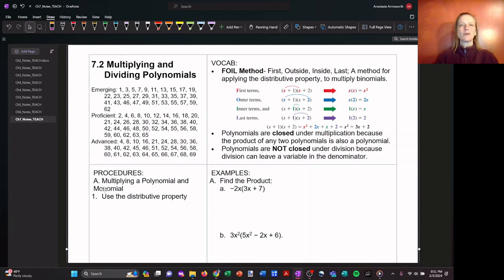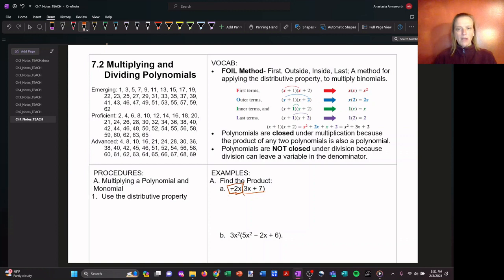Hi, folks. This time we're going to talk about how to multiply and divide polynomials. So whenever you see a multiplication problem with parentheses, you should be thinking about the distributive property. And our first examples are just simple distributive property. Like in this example here, negative 2x times the quantity 3x plus 7.